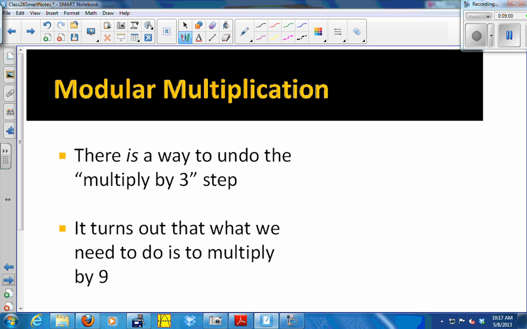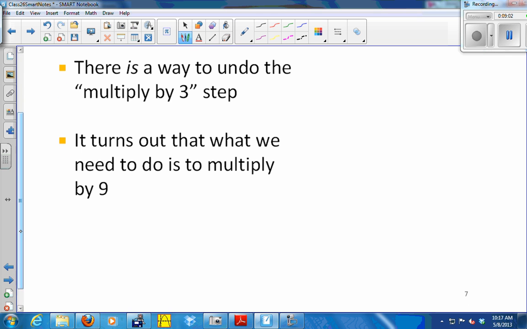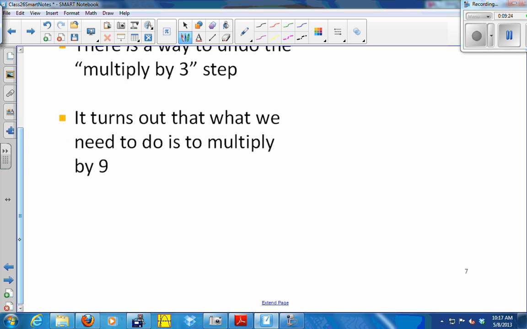So it turns out there is a way to undo multiplying by 3. And it turns out that to undo multiplication by 3, you multiply by 9. What? Right? Yeah, you undo multiplication by 3 by using multiplication again. And let's think about why. If I have some number, to encode it, I multiply by 3. To decode, I multiply by 9.